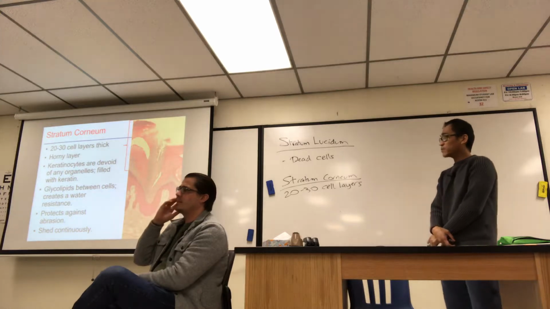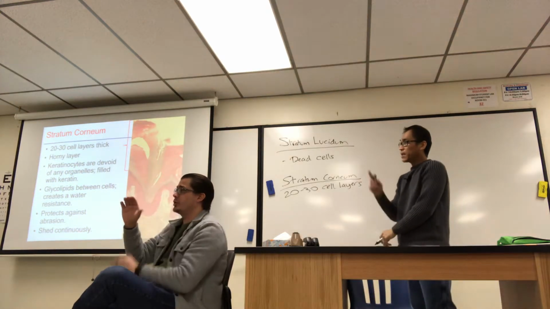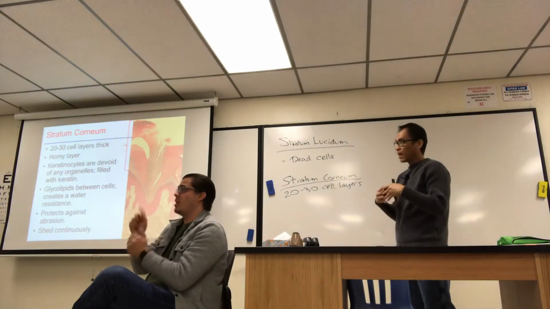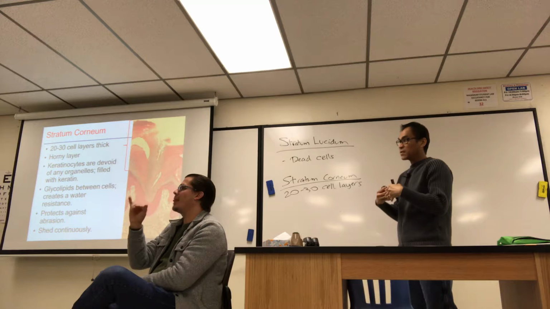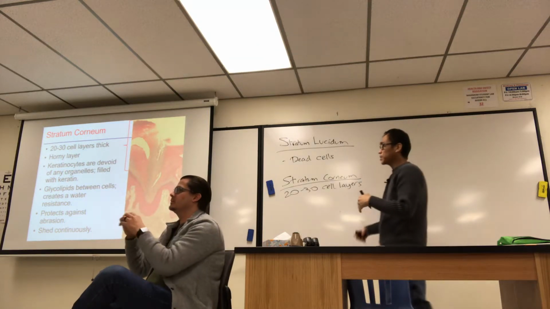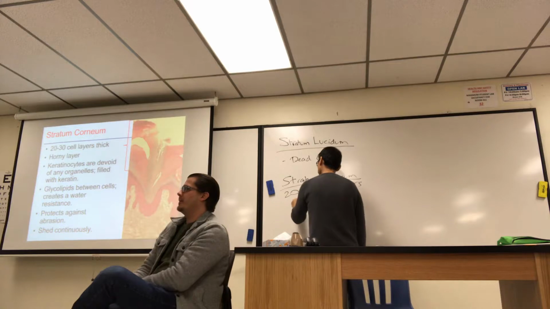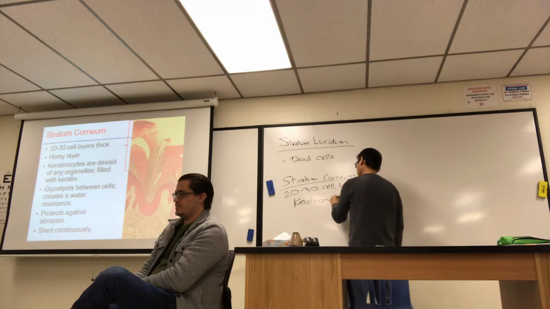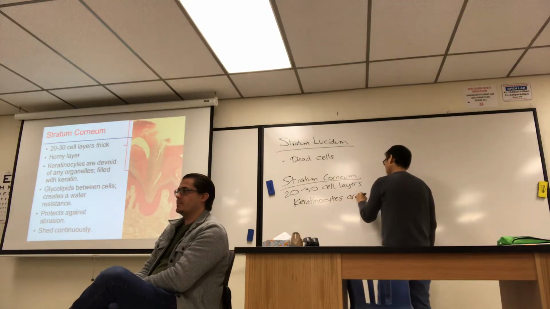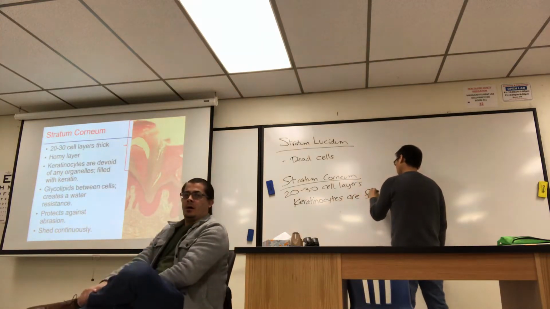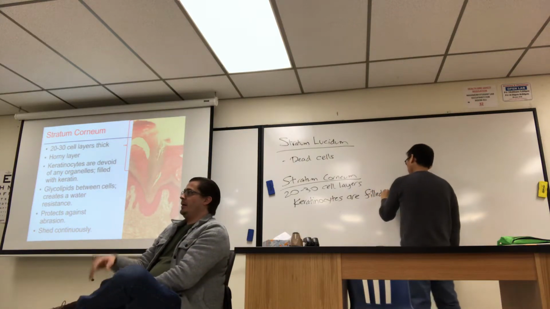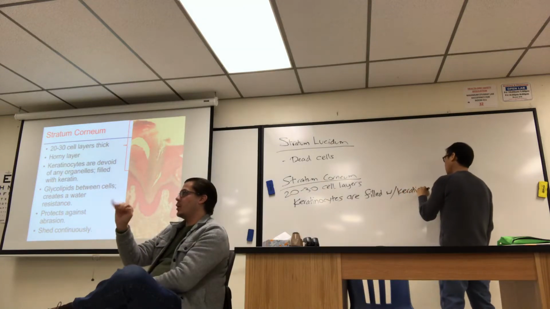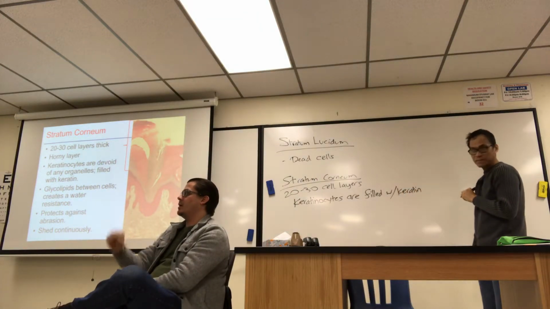It's 20 to 30 layers of cells, and the keratinocytes at this point are devoid of any organelles. They're just filled with keratin, and you have glycolipids that link the cells together to create water resistance. So I'm writing keratinocytes are filled, obviously, with keratin, and glycolipids link them together.